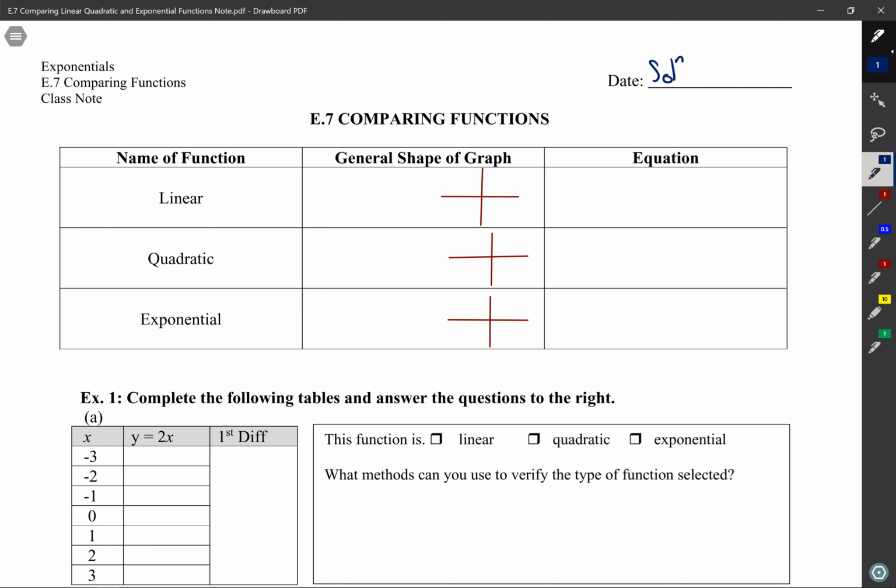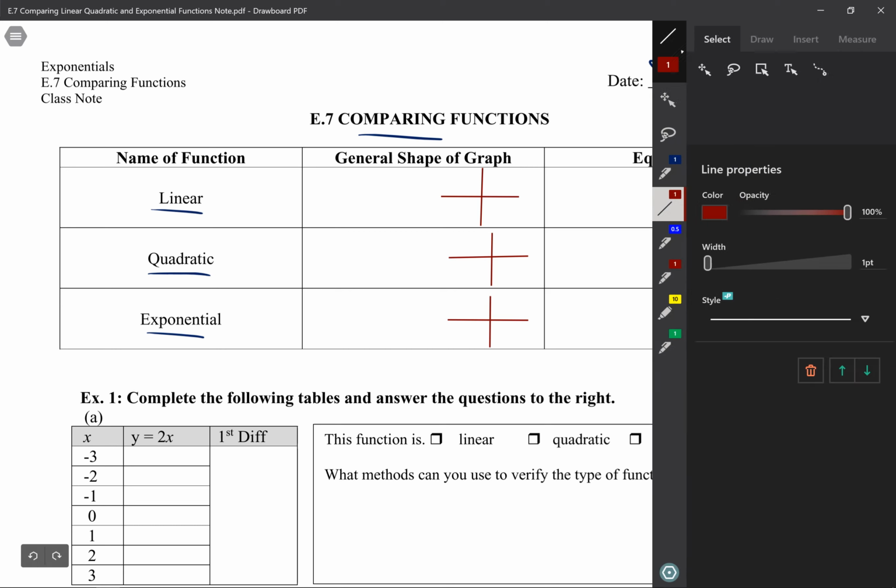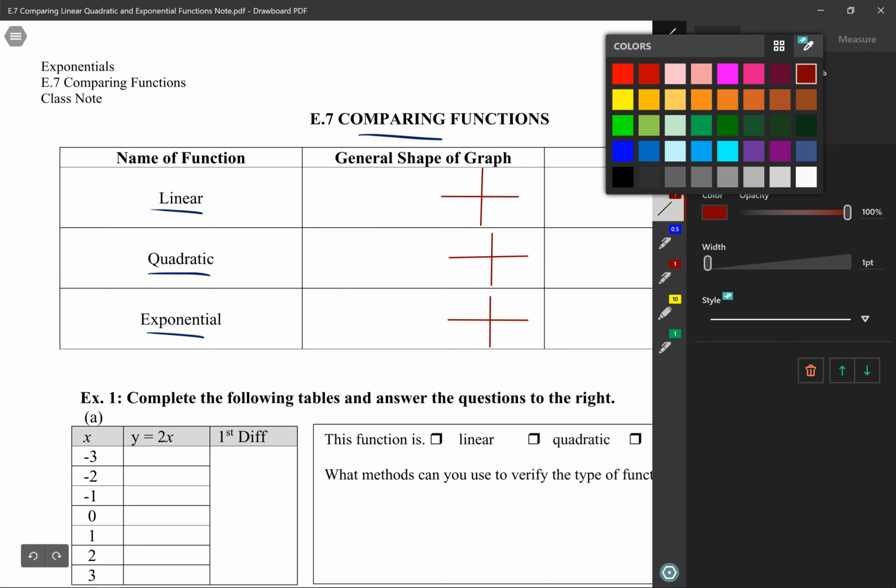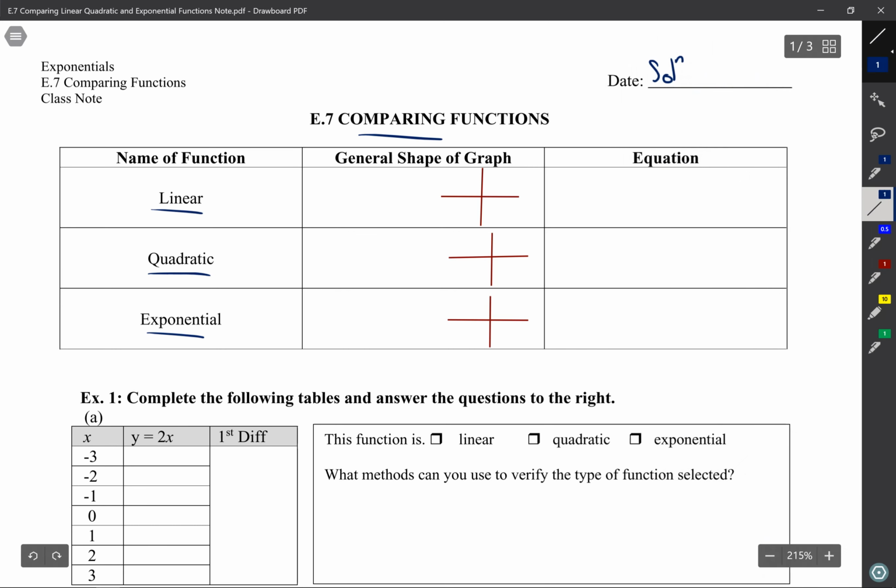Okay, so let's take a look at comparing our different major functions that we've covered in this course. We have linear functions, quadratics, and exponentials. First of all, we know what a linear function looks like. It's going to be your function that comes across in a straight line on your set of axes. So it's either going to look like this if it's positive, or it's going to look like this if it's negative, or it might even just be a nice horizontal line straight across if it's constant.